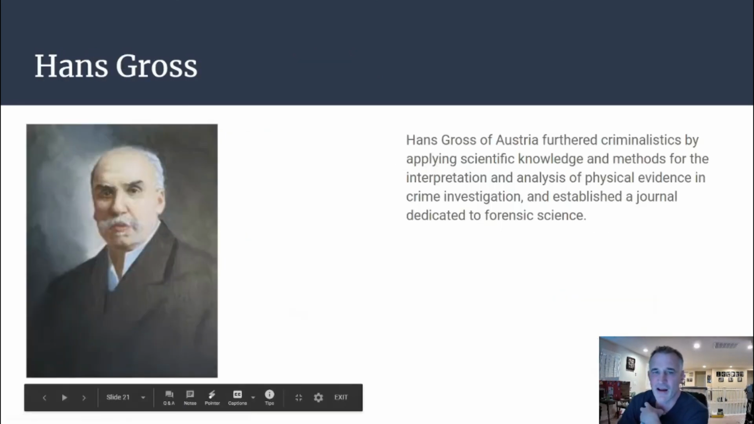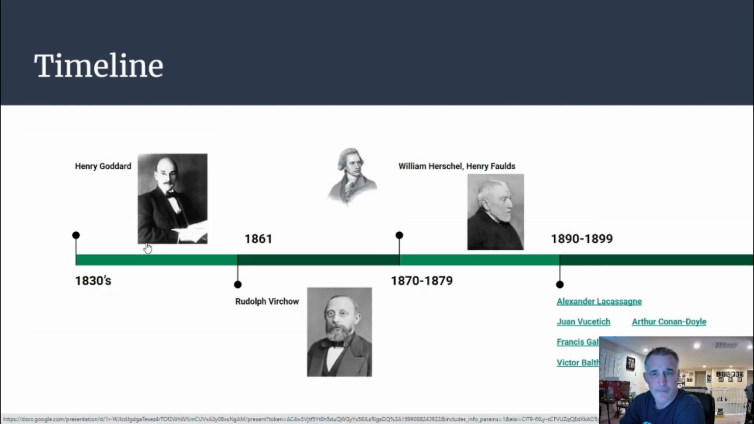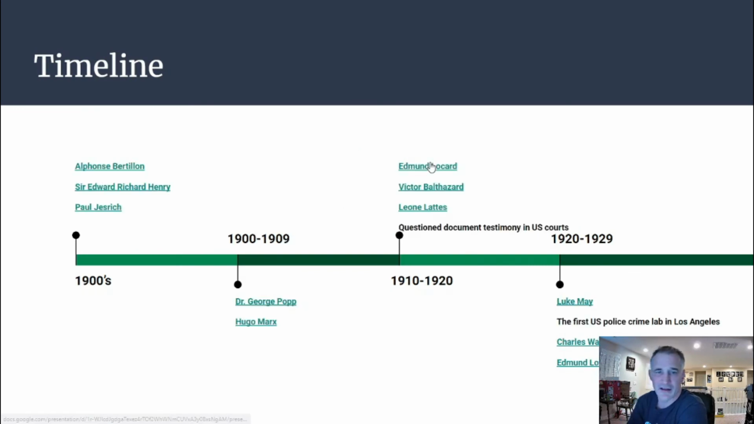And then you have Hans Gross. Hans Gross of Austria furthered criminalistics by applying scientific knowledge and methods for the interpretation and analysis of physical evidence in crime scene investigation. He also established a journal dedicated to forensic science. And some of these people might come up again later on.